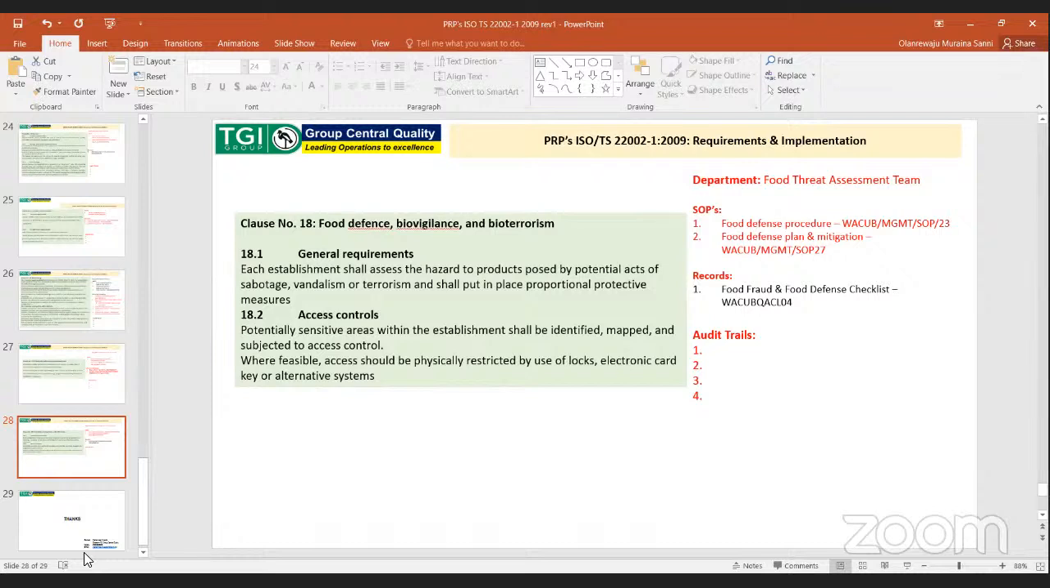We have a procedure in place for food defense, where we have identified possible threats to our products. We also have a checklist, the food defense and fraud checklist, to assess our environment. So the procedure is management SOP 23. Then we also have management SOP 27. So the records are the food fraud and food defense checklist.